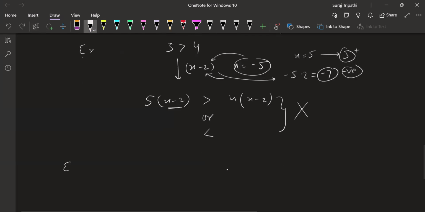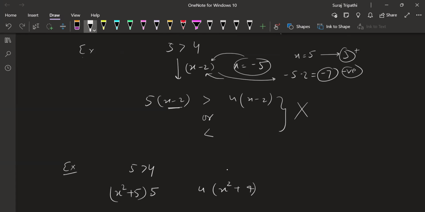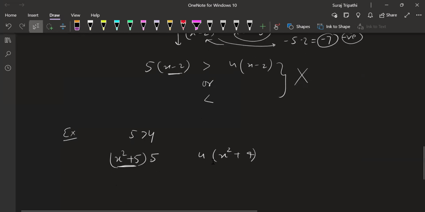Let's see one more example. Suppose 5 is greater than 4. If you multiply both sides by x square plus 5, we get 5 into x square plus 5, and here 4 into x square plus 5. Now again, what is the sign of x square plus 5? Is it positive or negative, or is it both? It will depend upon the values of x. Now let's see. Sorry, here it is not 4, it is 5.